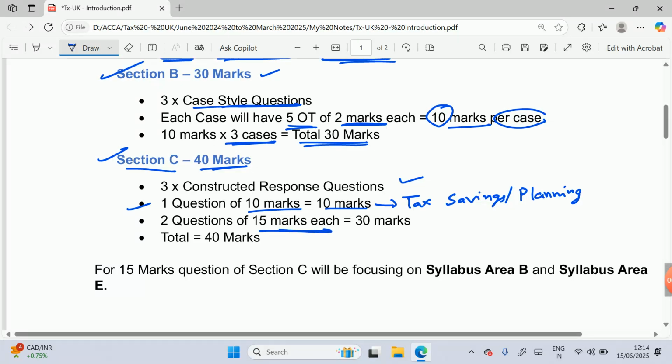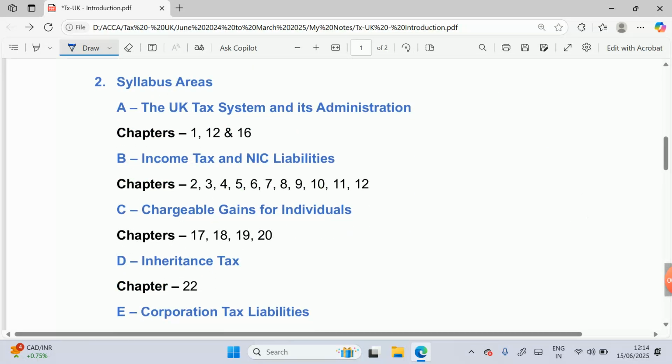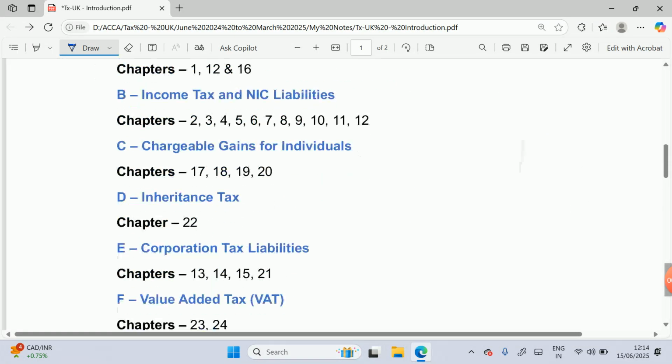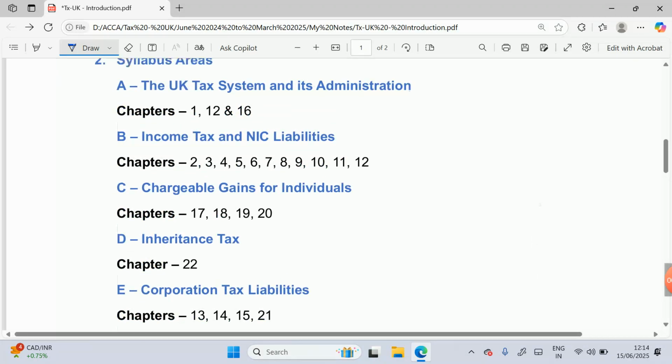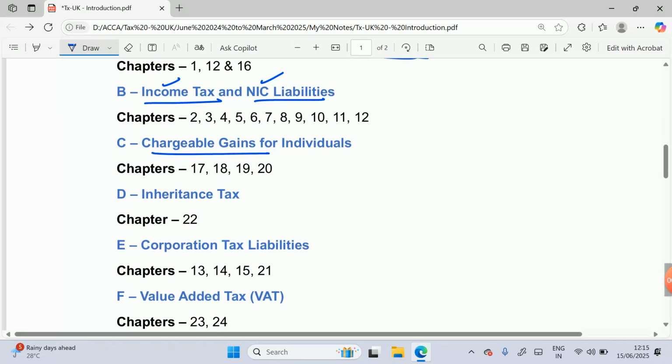The remaining 2 questions are of 15 marks. One will be from syllabus area B and one will be from syllabus area E. So let's check what those syllabus areas are. Your syllabus is divided under 6 areas. First is the UK's tax system and its administration. Second is income tax and NIC liabilities. These are 2 different taxes. Then is your chargeable gains, then inheritance tax, then corporation tax liability, and then value added tax.